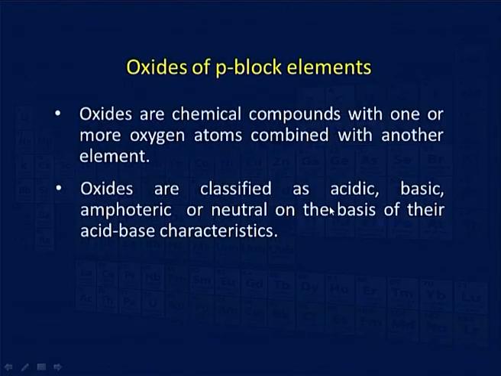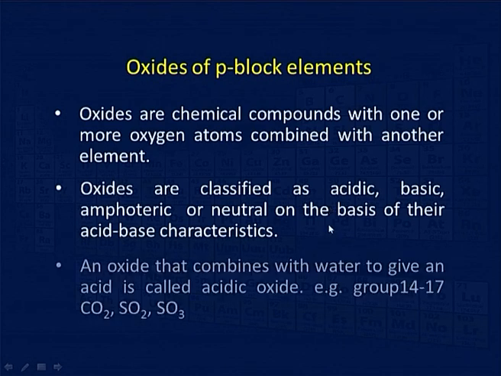Let us discuss the oxides of p block elements. Oxides are chemical compounds with one or more oxygen atoms combined with another element. Oxides are classified as acidic, basic, amphoteric or neutral on the basis of their acid base characteristic. An oxide that combines with water to give an acid is called acidic oxide. For example, in group 14 to 17, oxides like carbon dioxide, sulfur dioxide, sulfur trioxide are all acidic oxides.